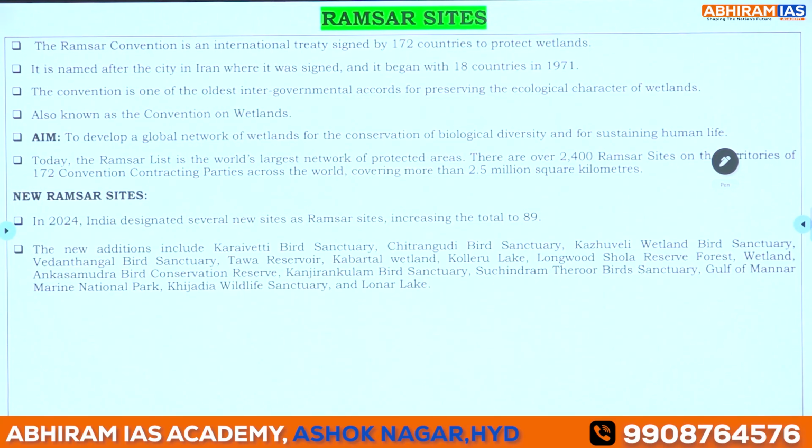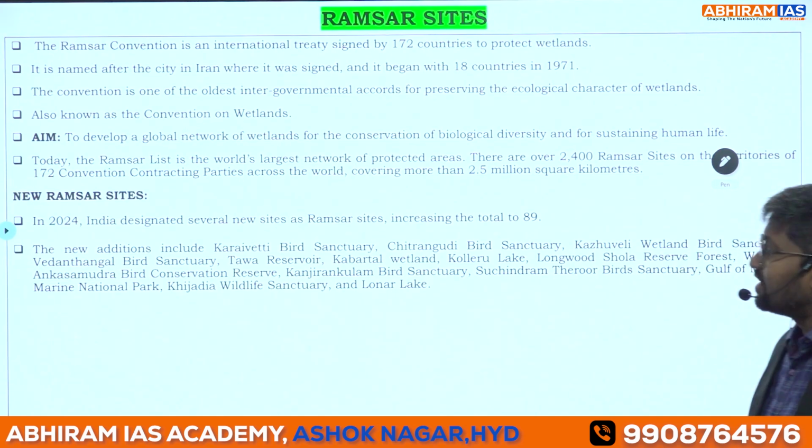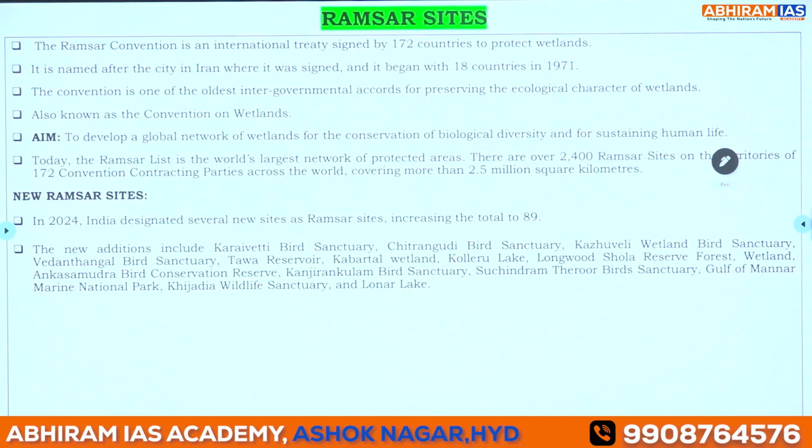Next, Ramsar sites. Okay, so Ramsar sites. Ramsar Convention is an international treaty signed by 172 countries to protect wetlands. Ramsar is a place in Iran. It is named after it. So it is also known as the Convention on Wetlands. Okay, today the Ramsar list is the world's largest network of protected areas. There are 22,400 Ramsar sites.